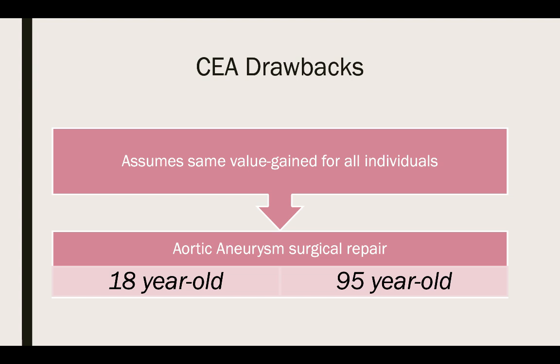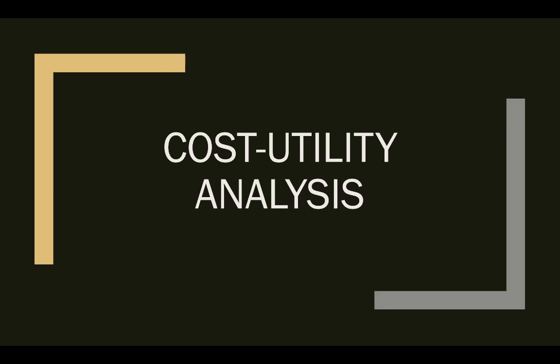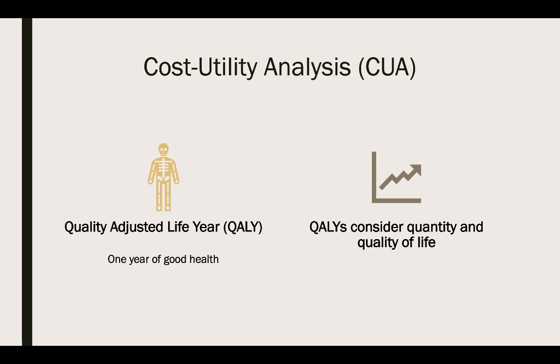Since there are wide variations in the value added services that we provide to our patients, in this case, that aneurysm repair on an 18-year-old versus a 95-year-old, we can move a step above cost effectiveness analysis and move to a cost utility analysis, which takes into account the differences in the value added from an intervention. In a cost utility analysis, our main driver, main outcome, main determinant is a quality adjusted life year, or a QALY. That is 1 year of just good, perfect health.